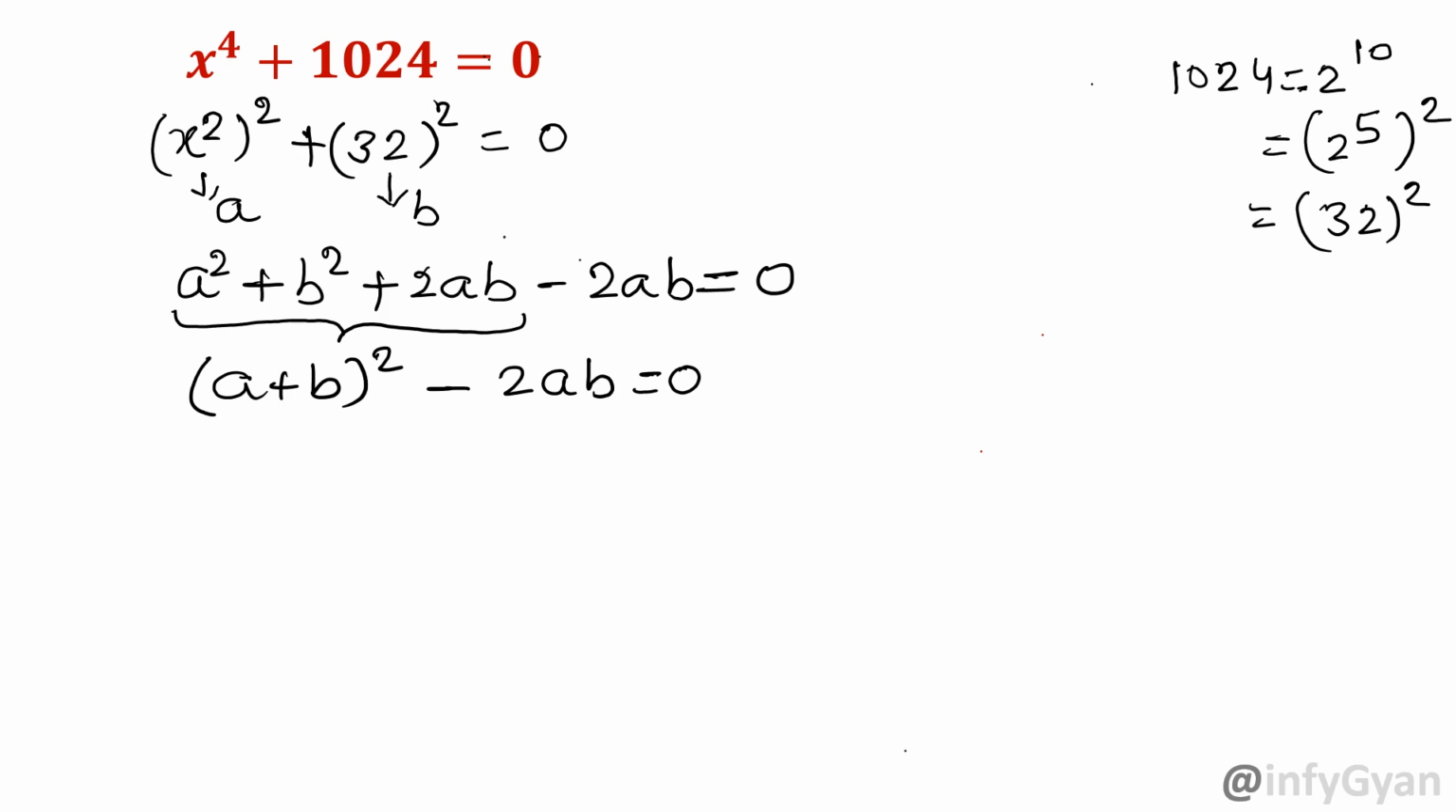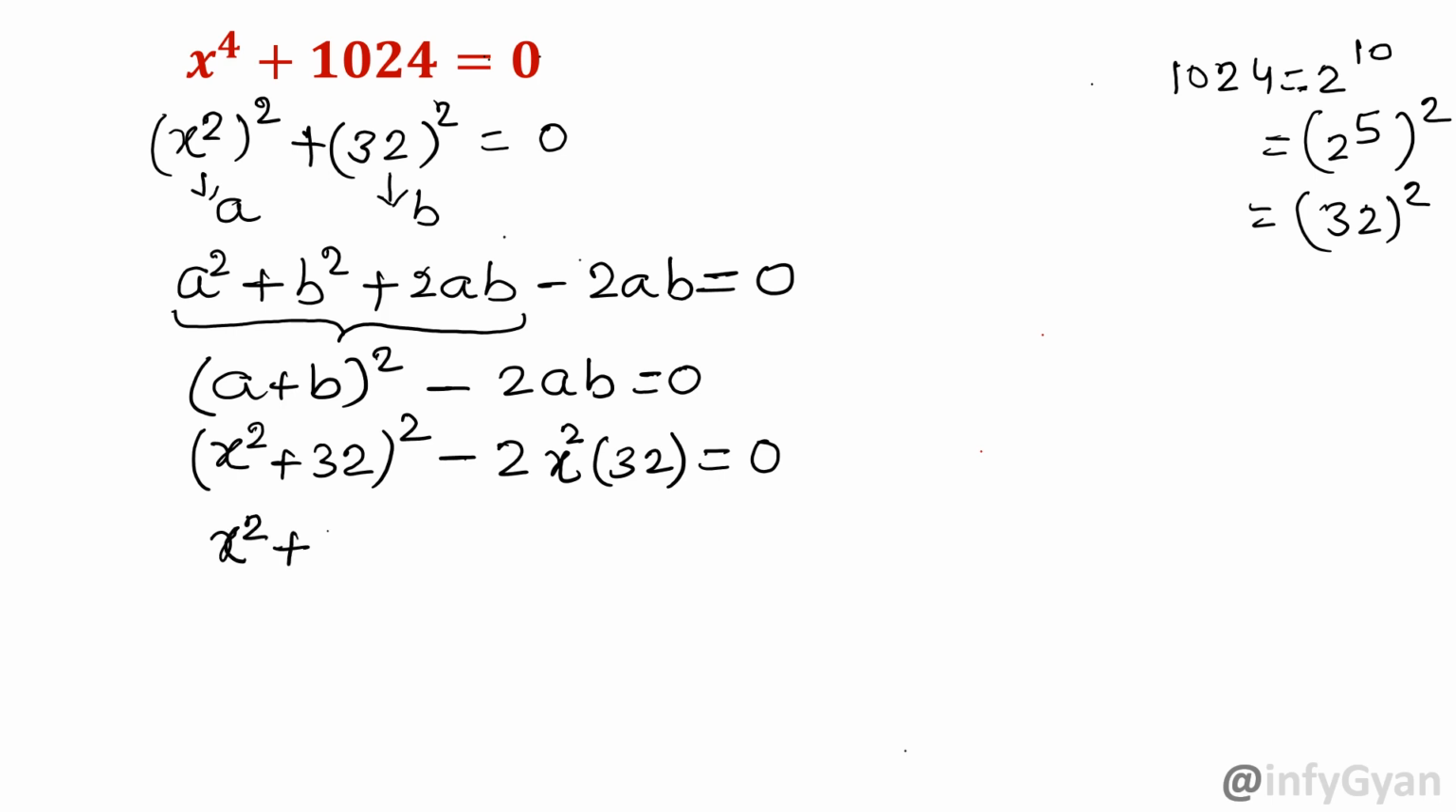So what is A? A is x square. So I will put x square plus 32 whole square minus twice x square 32 equal to 0. X square plus 32 whole square minus 64 x square equal to 0.